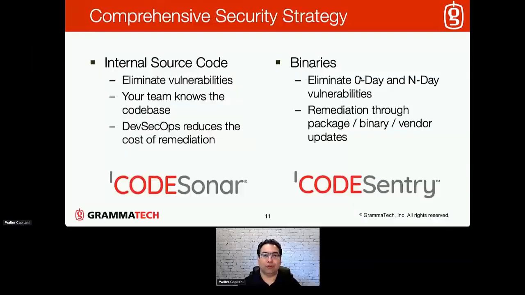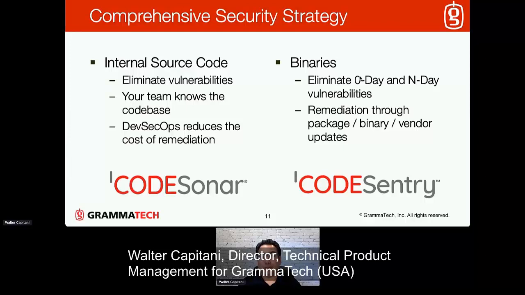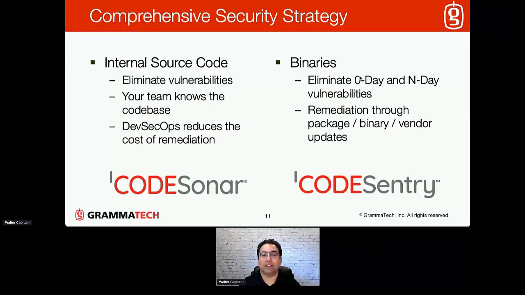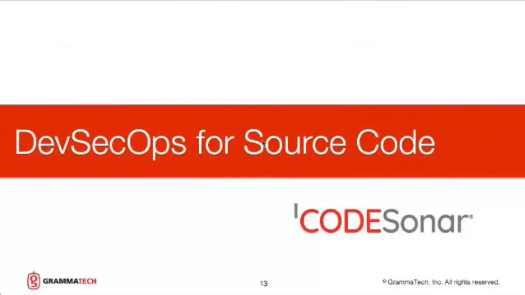So in order to detect both these kinds of vulnerabilities, we need to implement a comprehensive security strategy as part of our DevSecOps approach. For internal source code, you need to eliminate vulnerabilities directly in the source code. And if you use a DevSecOps approach where you're checking your code every day for these security vulnerabilities, then you can quickly find them and the cost of remediation is low. All right, so let's dive into DevSecOps for source code.